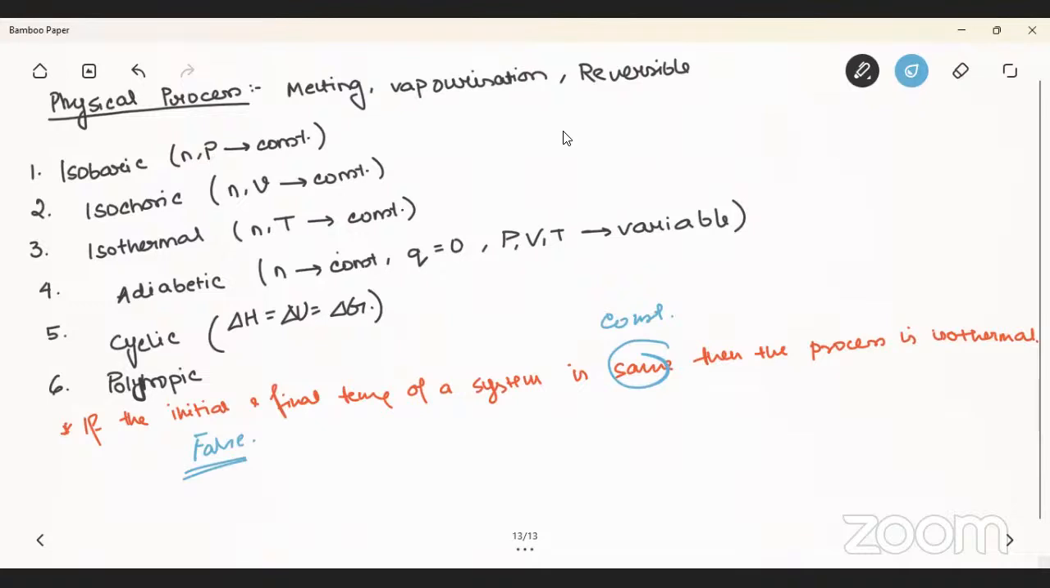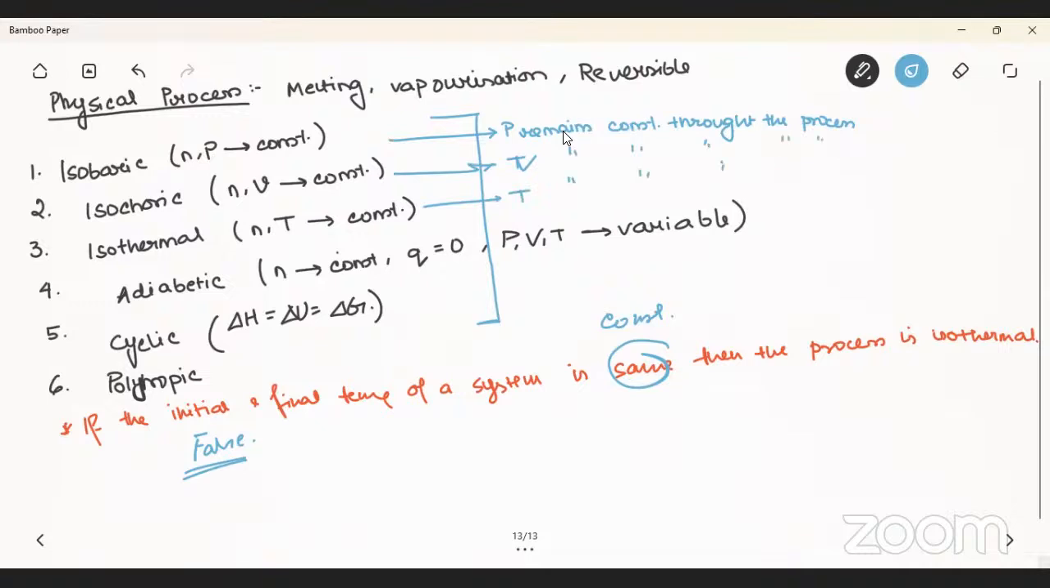Constant means that the temperature is... I told you, remember one thing: for any kind of process, if it is an isobaric process, pressure remains constant throughout the system, like throughout the process. Same for this. They had temperature, here volume, here temperature. So they remain constant throughout the process.